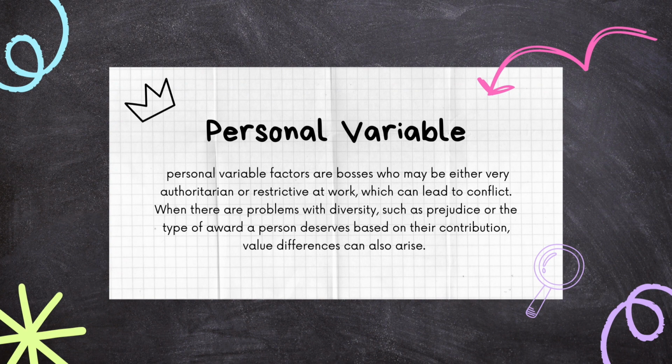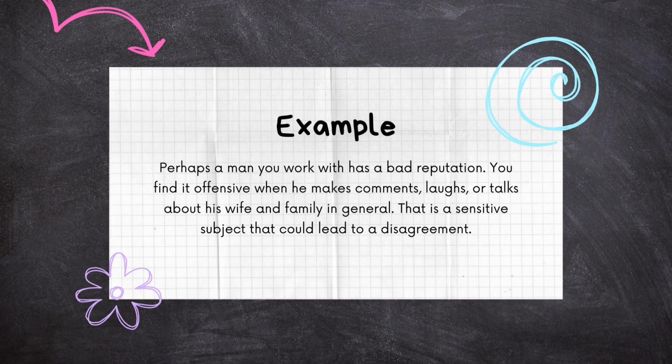Lastly is personal variables. Personal variables are factors such as a boss who may be very authoritarian or restrictive at work, which can lead to conflict. When there are problems with diversity, such as prejudice or disagreement about what type of reward a person deserves based on their contribution, value differences can also arise. If two co-workers simply don't like each other, conflict may result.